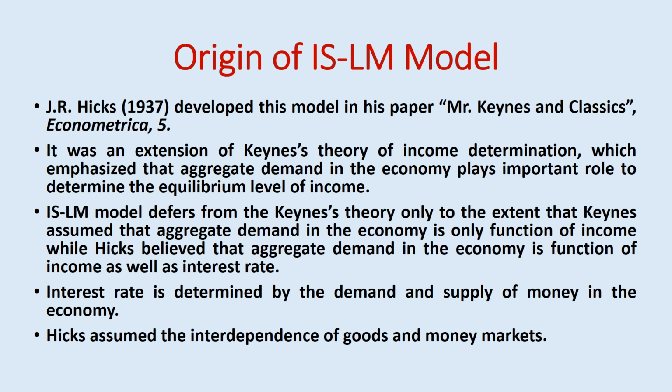So in Keynes' income determination theory, the money market was kept in abeyance. Keynes assumed that investment is autonomous. It has nothing to do with the interest rate. But Hicks did away with that assumption, and he said that no, investment is a function of interest rate, and interest rate is determined in the money market. Therefore, goods market and money market become interdependent.